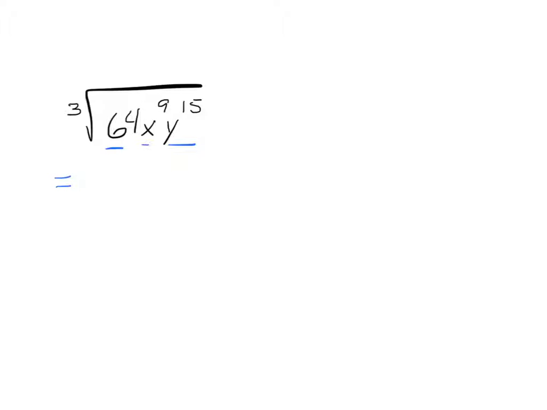My first thing is I have to know what the cube root of 64 is. I've done way too much math in my life, and I know that 4 cubed is 64. So the cube root of 64 is 4. The cube root of x to the 9th is x to the 3rd, or x raised to the 3rd power. And that's because I took the 9 and divided it by the index of 3. And y to the 5th.